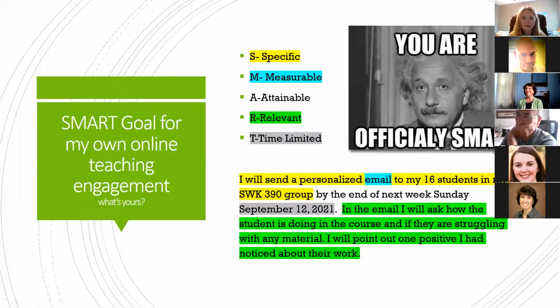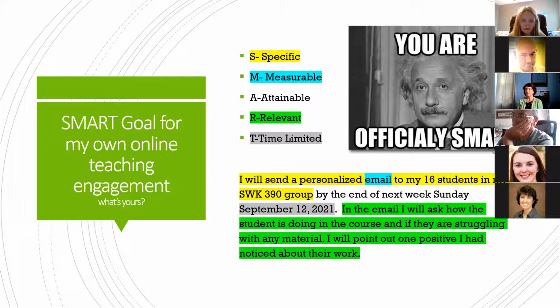Okay. So SMART goals. Everybody's probably familiar with SMART goals. How do you make a SMART goal? Make it specific, measurable, attainable, relevant, and time limited. So here's an example that I have for myself. I'm going to send a personalized email to my 16 students in my group by the end of next week, which would be Sunday. And then in the email, so here's my relevance, I'm going to ask how my student is doing in the course and if they're struggling with any material. So I'm going to point out one positive that I noticed about their work for the week too.